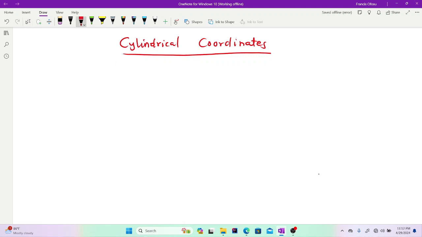In this tutorial, I'm going to take you through cylindrical coordinates. In our previous lessons, we did polar coordinates and we solved a number of problems.